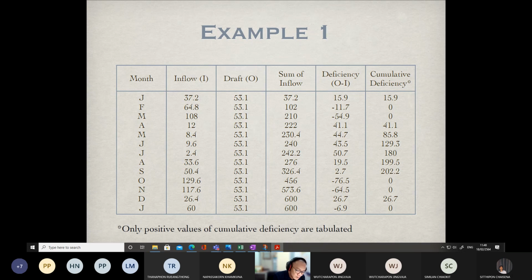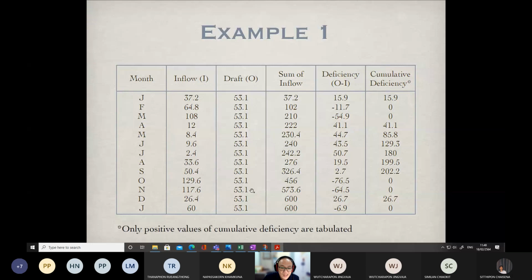So according to this example, if we want to withdraw water at a constant volume, approximately 53.1 in each month. In each month, we need at least 53.1. So the draft is the water withdrawal. We need only this constant flow rate in each month.